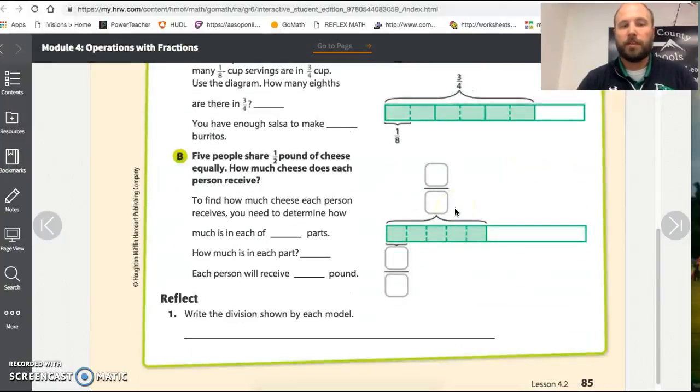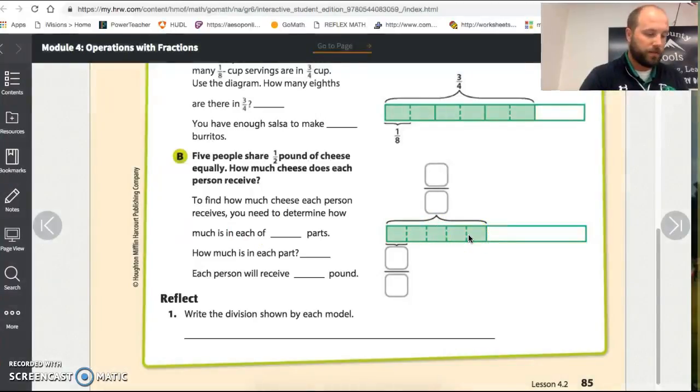Okay, another one is you have 5 people share a 1/2 pound of cheese. So you have 5 people, 1/2 pound of cheese. Equally, how much cheese does each person get? Remember, we're never cutting up people, so we're going to cut up the 1/2 pound. All right, so here's your 1/2 pound of cheese, and we're going to cut it into 1, 2, 3, 4, 5 pieces. Okay, so it says to find how much cheese each person receives, you need to determine how much is each of how many parts. 1, 2, 3, 4, 5 parts.